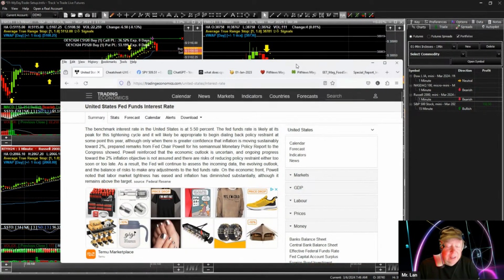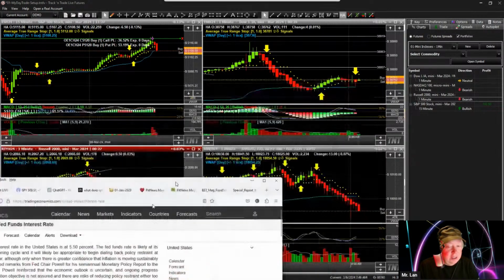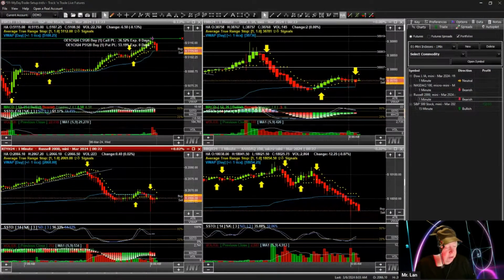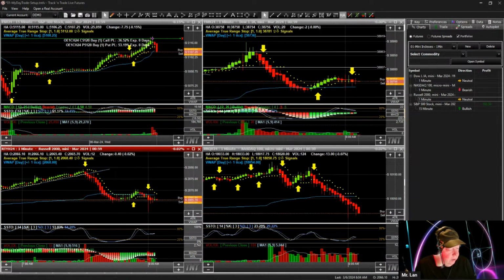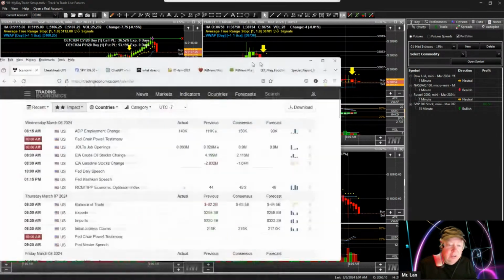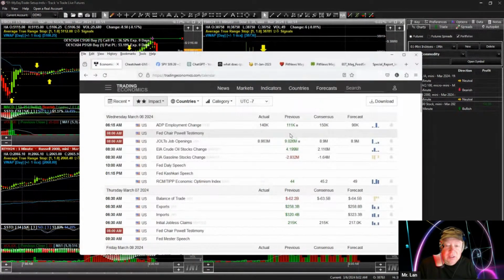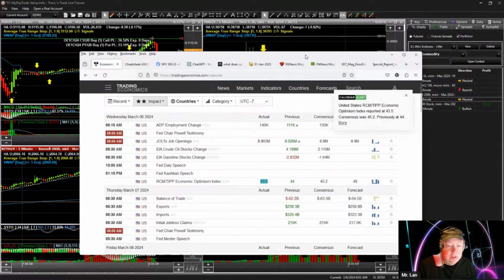Oh, he's just talking to the Congress. He's not going to give us an interest rate. He's just telling us whether he thinks... well, that's disappointing. So he's not raising interest rates right now. As a result, the Fed will continue to assess the incoming data to evolve an outlook and the balance of risks. We'll keep watching it. That's all he's saying. That's not an interest rate raise. I guess I could have noticed that because if there was an interest rate raise, there would have been over here a forecast, a consensus, a previous, and then what it actually was.